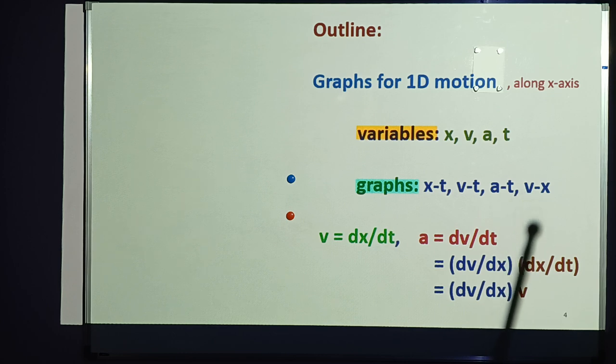function of displacement. Velocity is defined as rate of change of displacement, that is dx by dt, and acceleration is how fast the velocity is changing, that is dv by dt. dv by dt can be written as dv by dx into dx by dt. This is the chain rule of differentiation, and dx by dt is nothing but v. So the time rate of change of velocity is the space gradient of the velocity into the velocity.